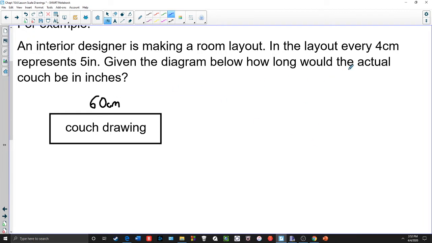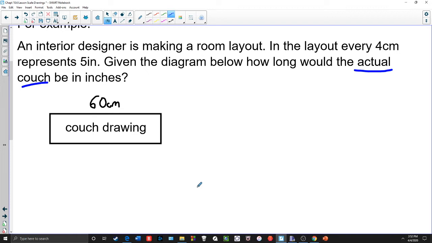So we want to figure out how long the actual couch is, not how long the drawing is. Now, you might be thinking, well, I don't have a scale factor, because usually when you do these, you have two shapes, right? You have one shape that's usually smaller than the other. You have two sides. You can make a fraction, and you go about your day. Problem here is that you don't. However, they actually tell you your scale factor.